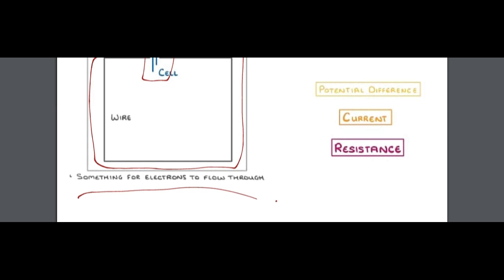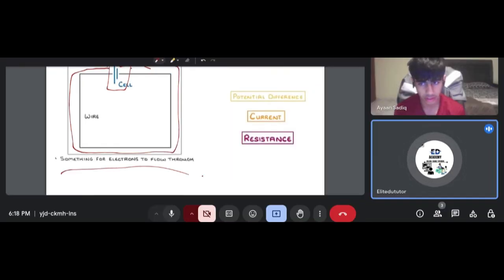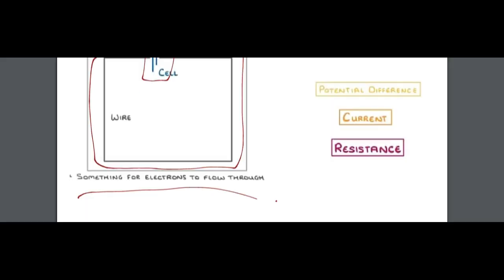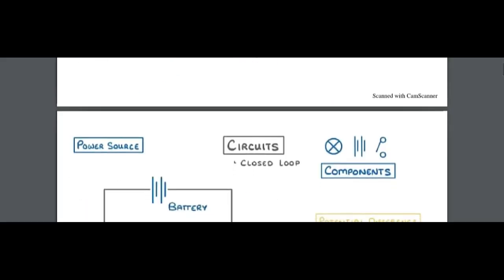A circuit is just a closed loop that contains a power source, such as a cell as shown in the figure, and something for the electrons to flow through, like a wire. Because the cell is a source from which electrons are generated and they are continuously moving inside the circuit. Got it? Yeah.